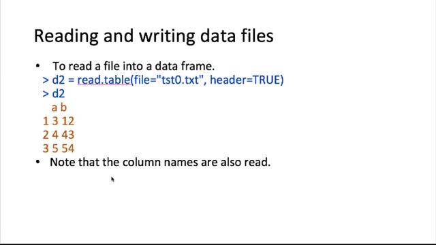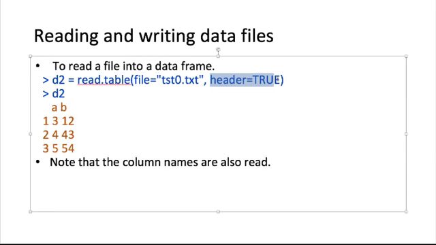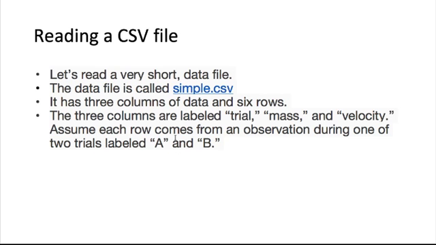If we wanted to get data into R, we need to use the read.table command. So read.table, and then we find the file, and it's looking in our working directory. And if we wanted to read the header as well, we'd say header equals true. And then it's going to read the file in. To read a CSV file, right? A comma separated value file.